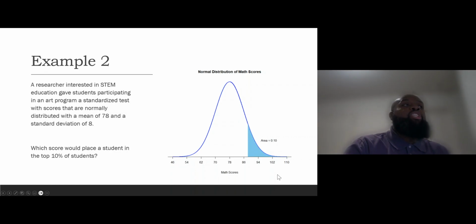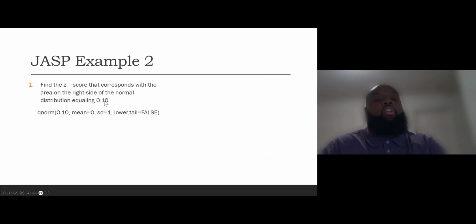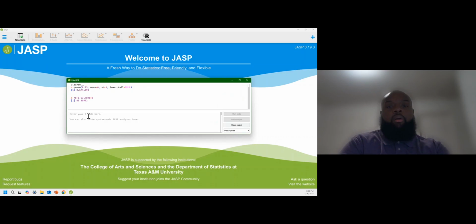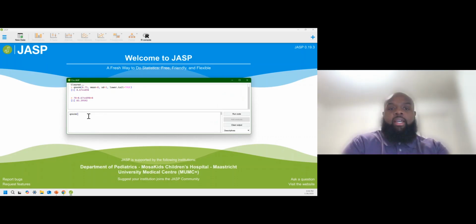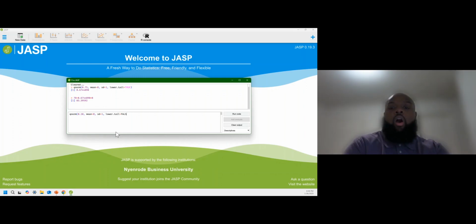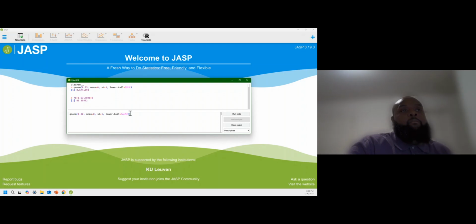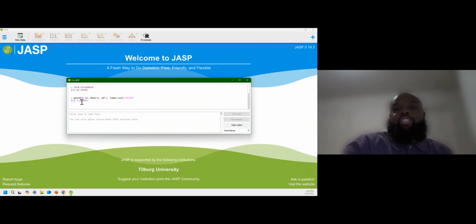All right, so I'm going to use my qnorm function. I know that my probability is 0.10, but this time I'm going to have lower.tail equals false. And so I'm going to come over here to JASP. I know I'm going to have 10%. Now we always change that to a decimal, so that's 0.10 or 0.1. I'm going to have a mean equal to 0, a standard deviation equal to 1, and lower.tail equals false because I want the top 10%, not the bottom 10%. Okay? I'm going to run this code here, and I get a Z of 1.28.